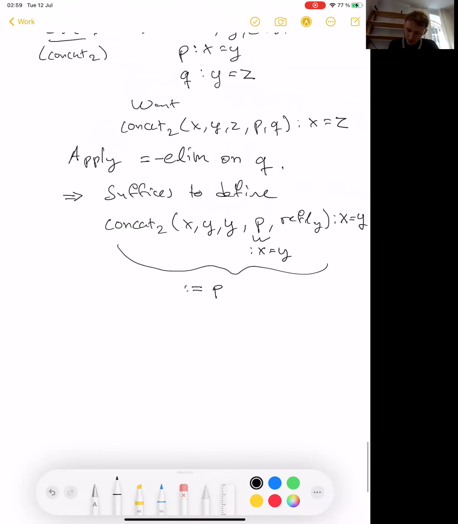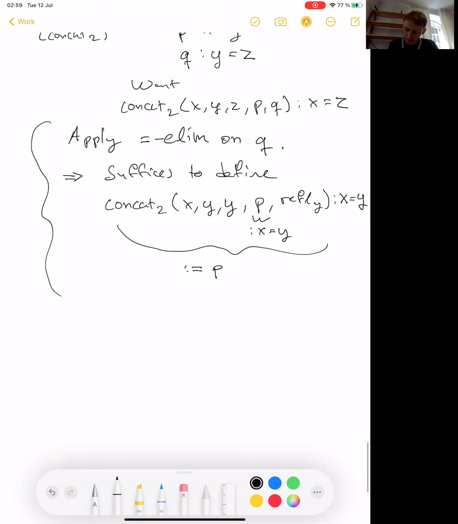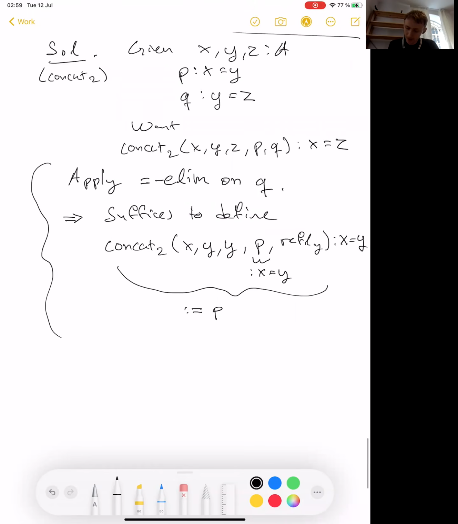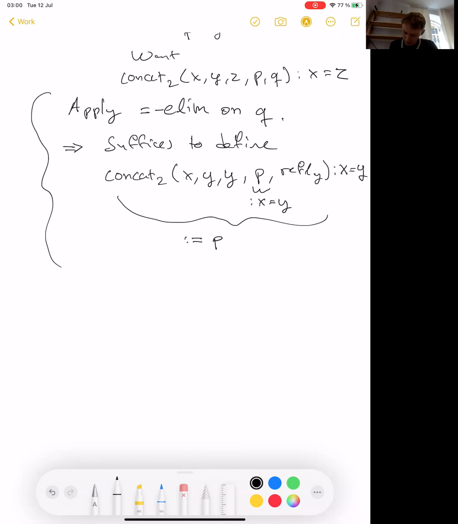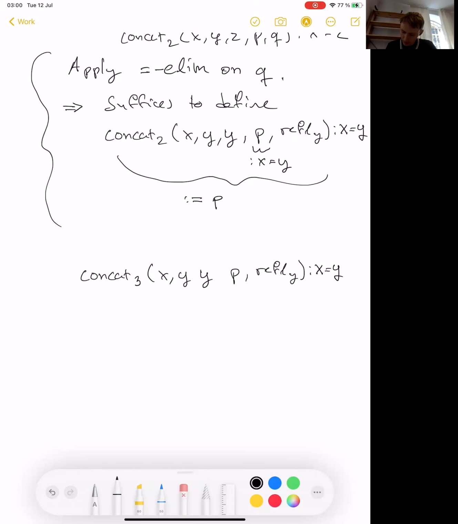But you know what? Let's stay in this setting because for concat 3 we're given the exact same data, right? So to define concat 3, we will also do this path induction on Q, so that we end up in, sorry. So for concat 3, if we apply path induction on Q, we also need to produce something like this.